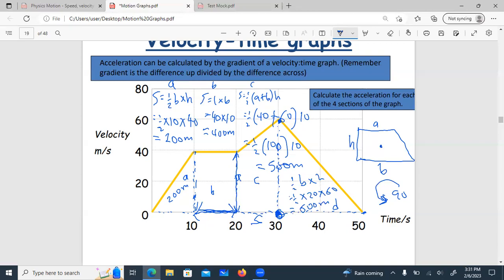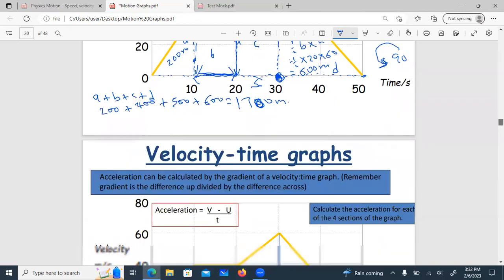Now, if you want to calculate the total distance, add the area of A plus area of B plus area of C plus area of D. That means we do 200 meters plus the area of B, 400 meters, plus area of C, 500 meters, plus area of D, 600 meters. 600 plus 400 plus 500 plus 200 gives us 1,700 meters. And that's how you find the total distance covered. So the total distance covered is the area of the shape formed. Once you calculate the area of the shape formed, you have the total distance covered.